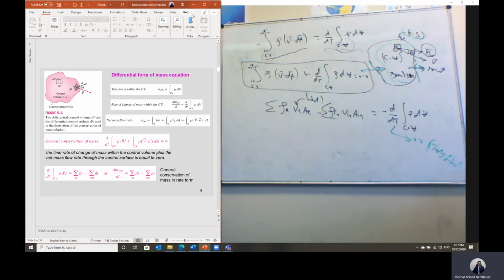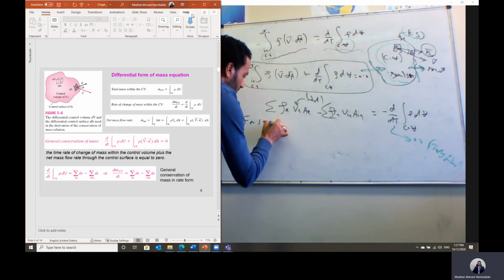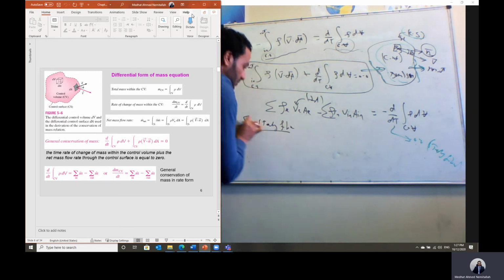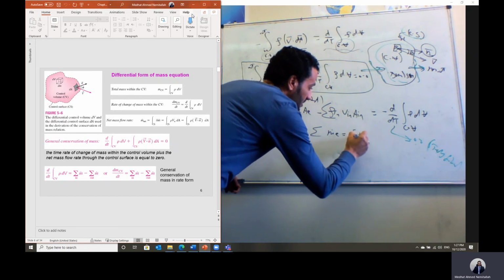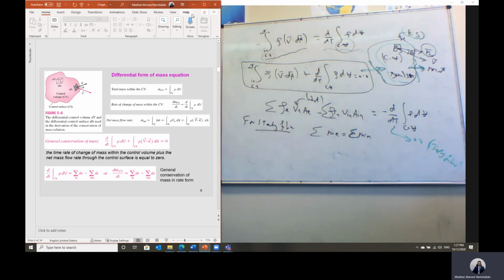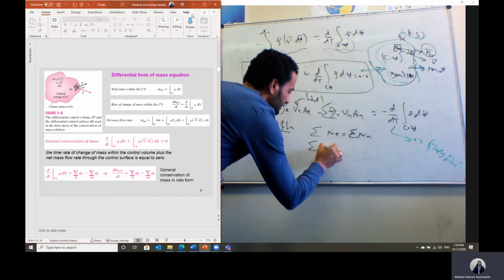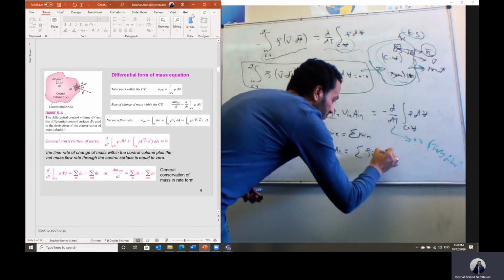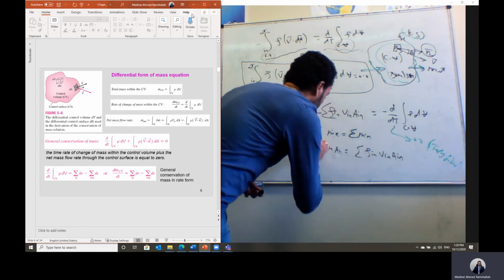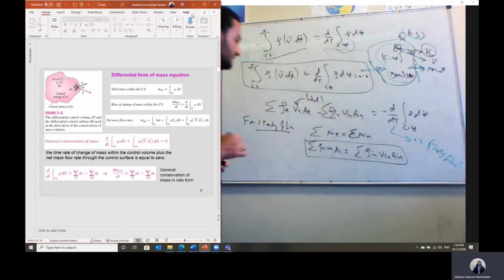Then again, I will get back to the form I have written before. For a steady flow, and you have to keep this in mind, the summation of m dot exit will equal the summation of m dot inlet if we have more than one exit or more than one inlet. Or we can say the summation of rho exit, V exit, area exit will equal the summation of rho inlet, V inlet multiplied by area inlet.